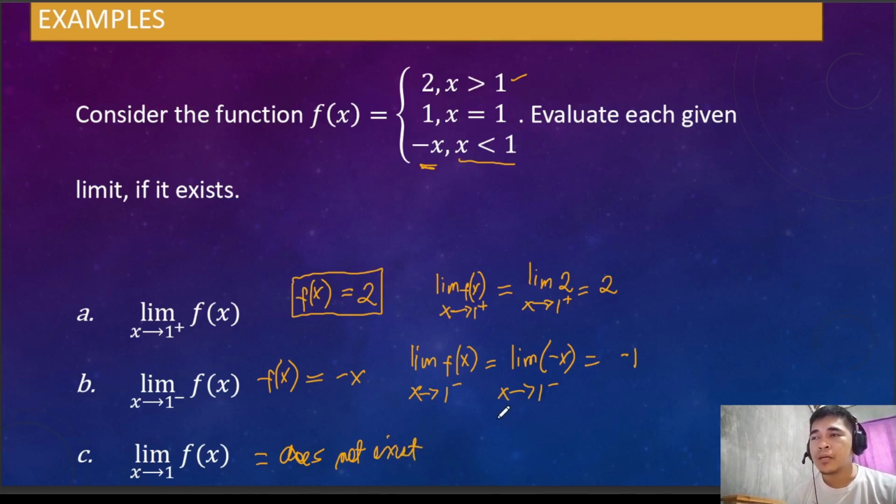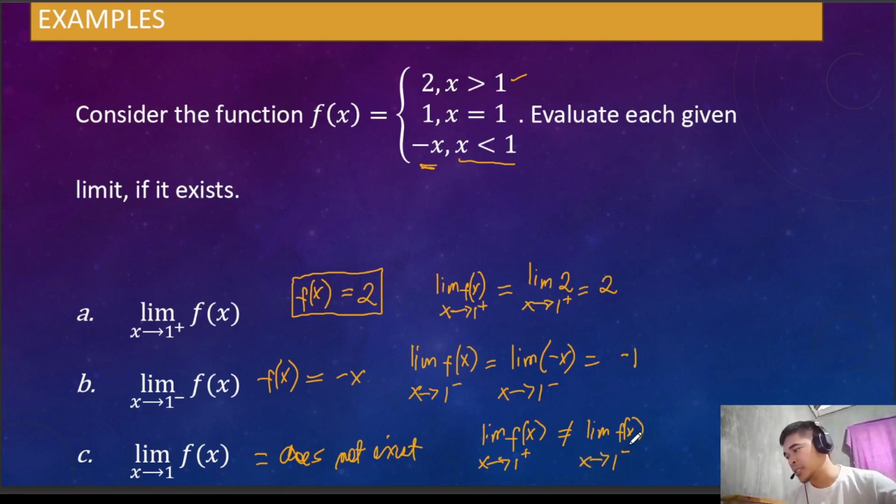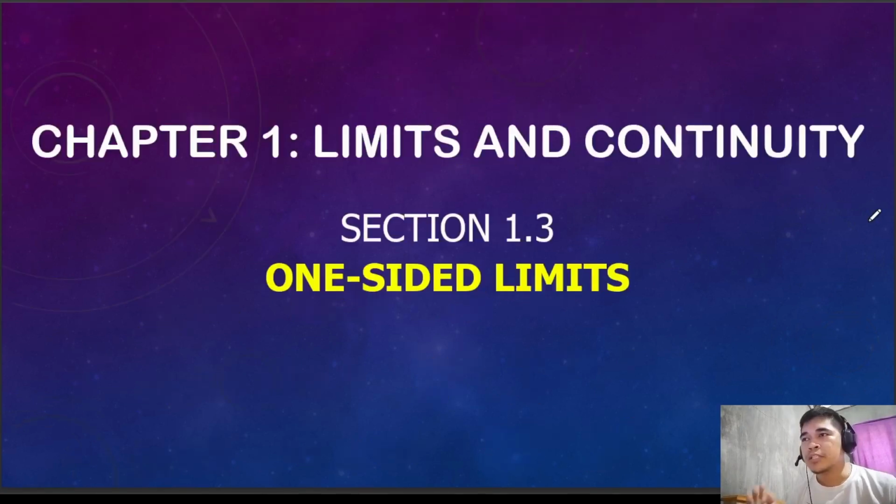Why? Because the limit of f of x as x approaches 1 from the right side is not equal to the limit of f of x as x approaches 1 from the left side. So that is the conclusion. That's why we have a limit that does not exist in this given example. So that's it for our one-sided limits lesson.